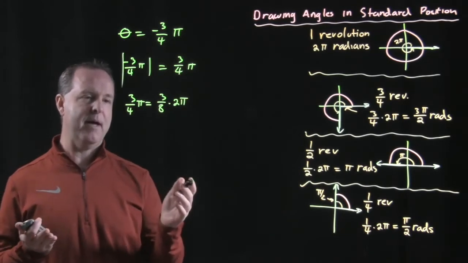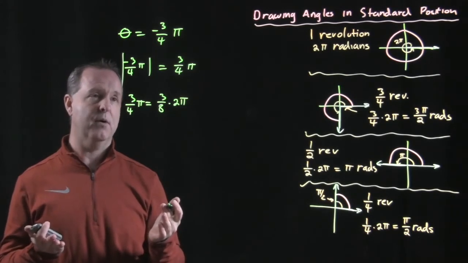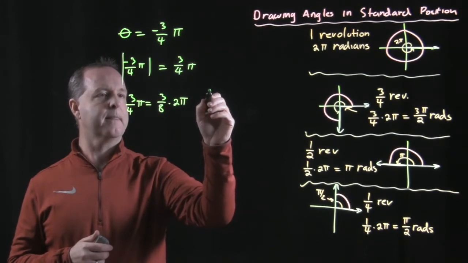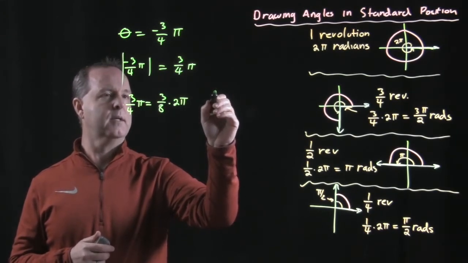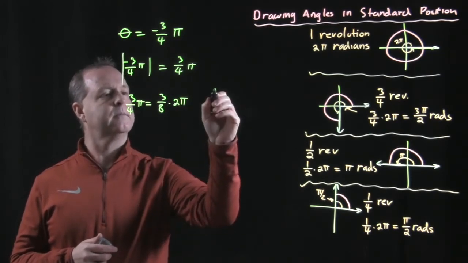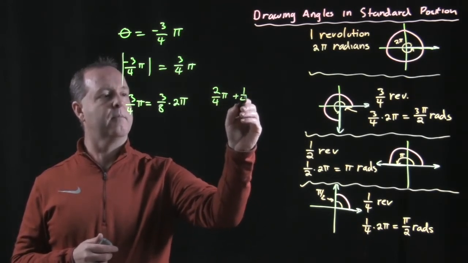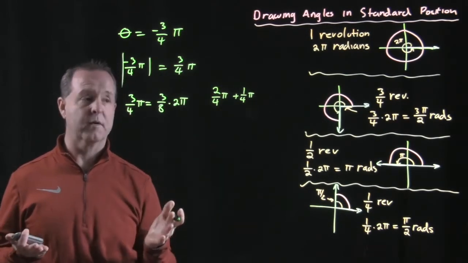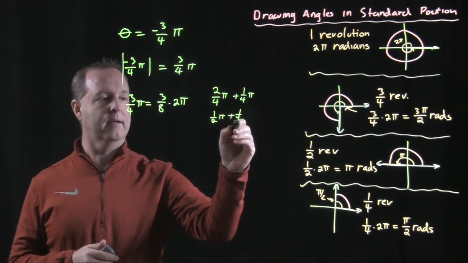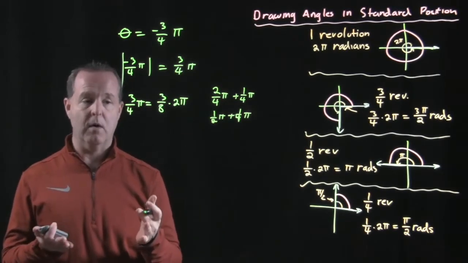The second method that we can use is we can look at 3/4 and break that up into two different components. So I can look at 3/4 pi as 1/4 and 2/4. So 2/4 pi plus 1/4 pi equals 3/4 pi. 2/4 is just 1/2 pi plus another quarter pi. So I can also break it up into two smaller components.